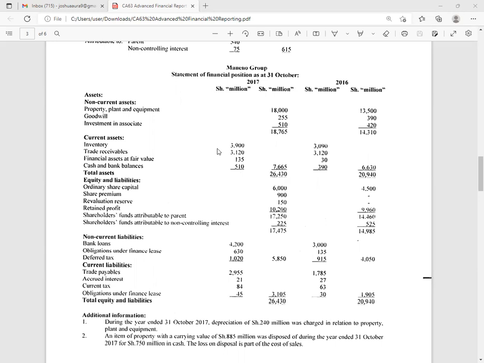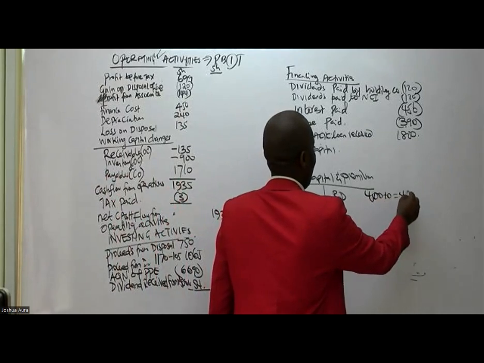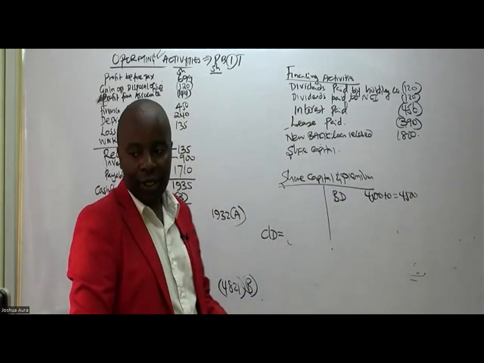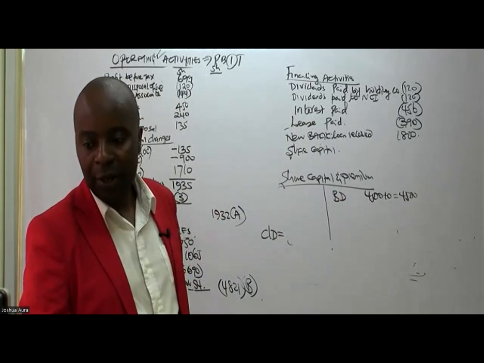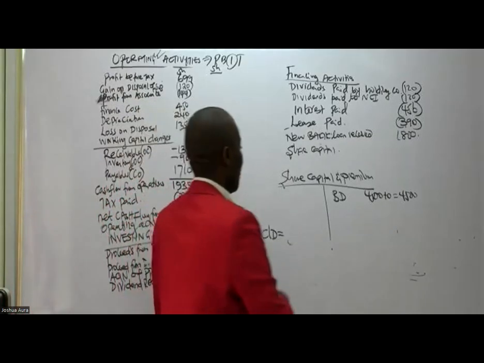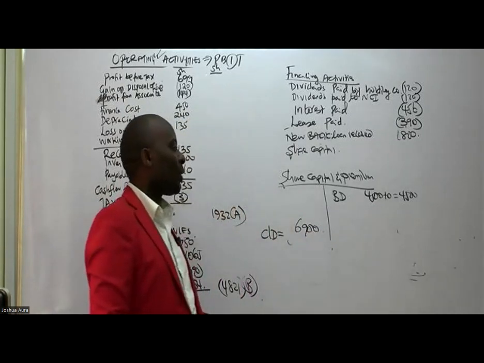So brought down, I can see what we have here. Brought down, I can see share capital is 4,500 plus 0, which gives me 4,500. And then we have a carry down. For carry down, I'm combining share premium and share capital, which is 6,000 plus 900. So this is 6,900.